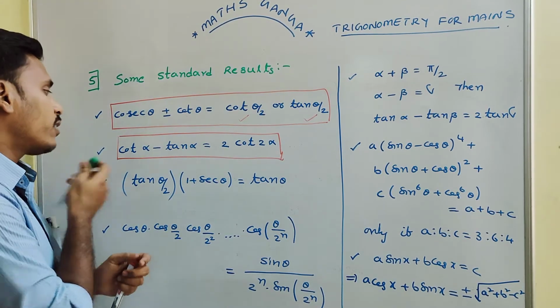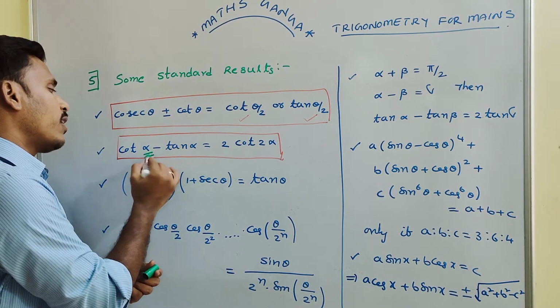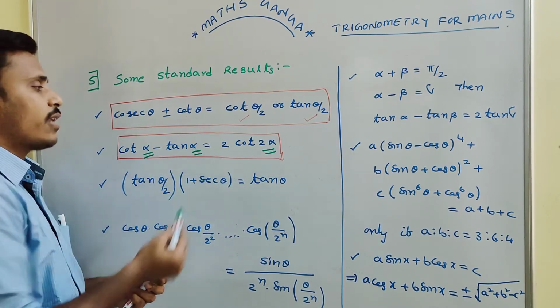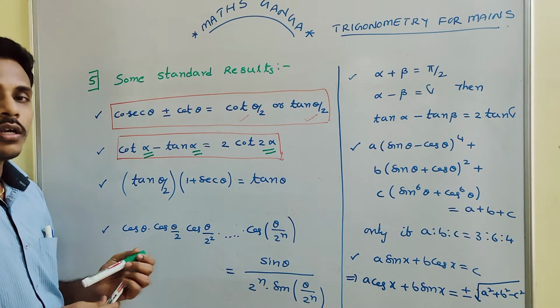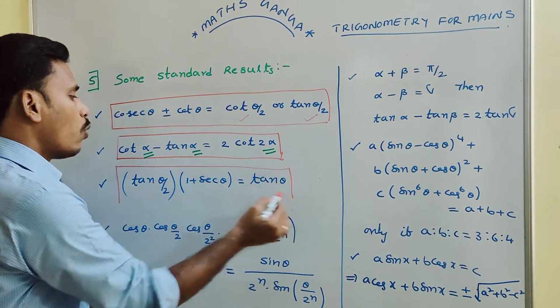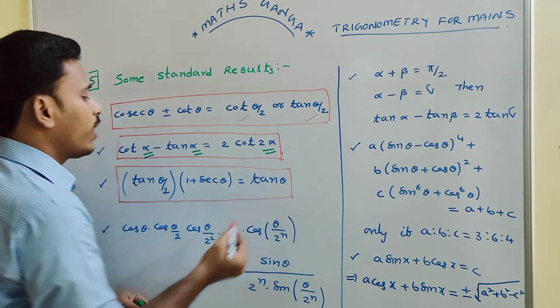Have a look at this. Here the angle is alpha, right? Here the angle is alpha and there the angle is 2 alpha. Cot alpha minus tan alpha is equal to 2 cot 2 alpha. And another one is tan theta by 2 into 1 plus secant theta is equal to tan theta.